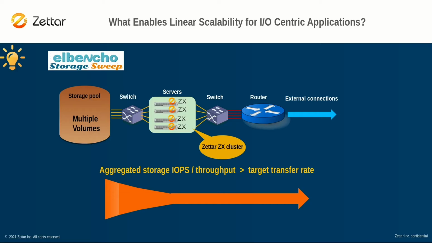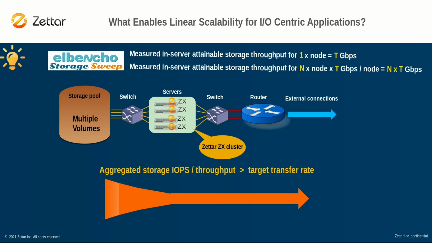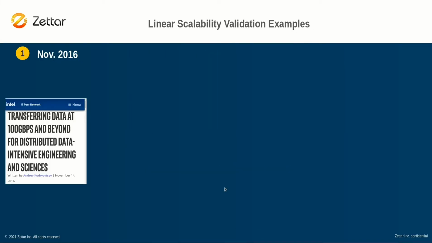That is, if it can provide a single-node attainable storage throughput of T Gbps, then with n such nodes, the storage service should provide T Gbps in each node for a total of n times T Gbps. Without linearly scalable storage, data movement can never be linearly scalable. You cannot put the cart in front of the horse. Ideally, there should be more attainable storage throughput than the desired transfer rates to compensate for any overheads.